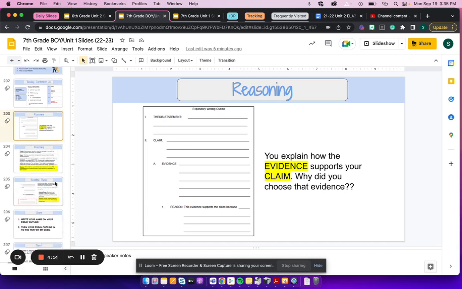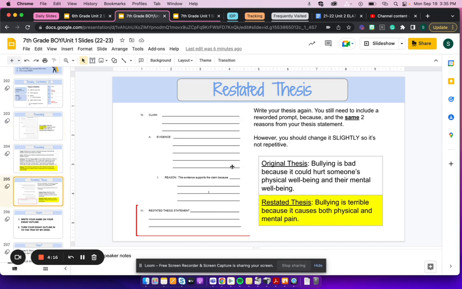Once you finish the reasoning, you need to also add the restated thesis. So the restated thesis is at the very bottom of the back of your paper. For the restated thesis, all you're going to do is write your thesis again. You will need to include a reworded prompt, because, and the same 2 reasons from your thesis statement. However, you should change it slightly so it's not repetitive. So we don't want to just say the exact same thing, but we do want to communicate the same information.